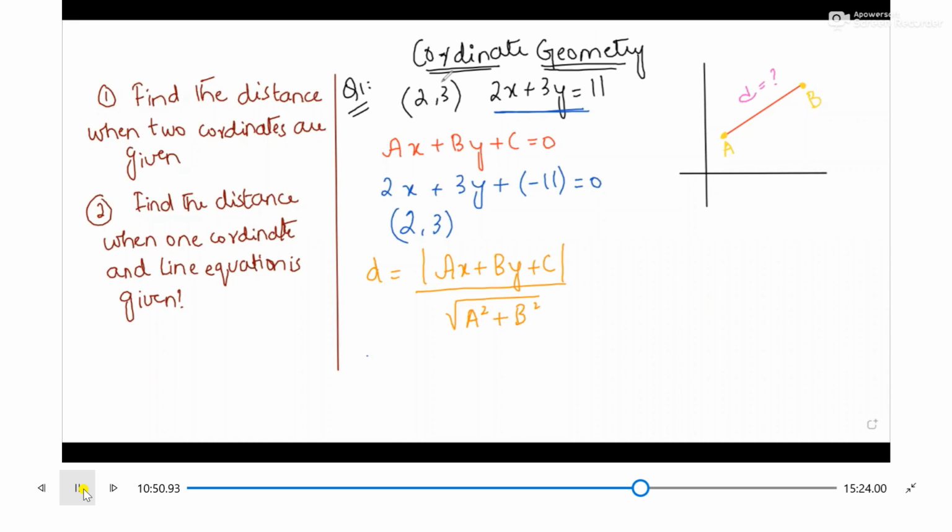So moving on, we have to decide the value of a, the value of b, and the value of c. The value of a is the coefficient of x, the value of b is the coefficient of y, and the value of c is the constant. Like the value of a is 2, the value of b is 3, the value of c is -11. The value of x which is given is 2, and the value of y is 3.